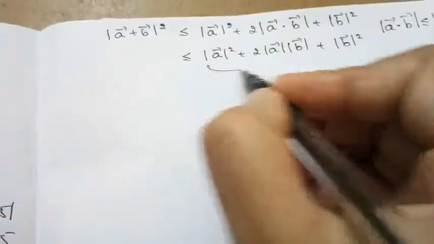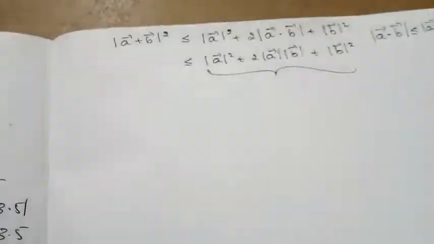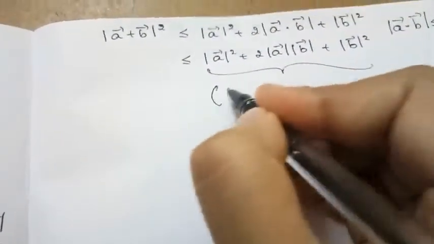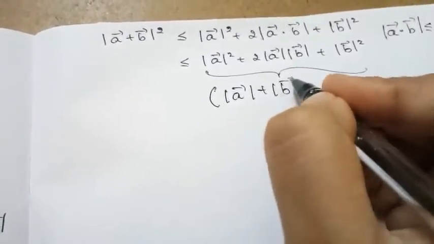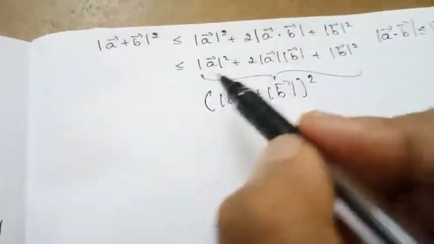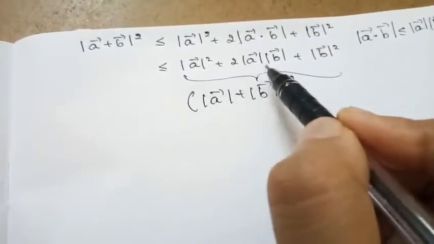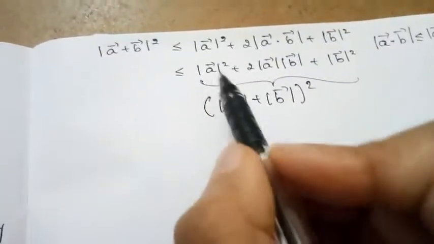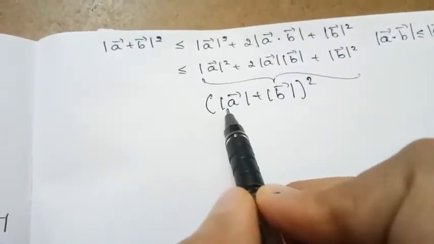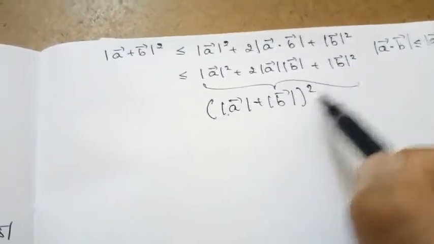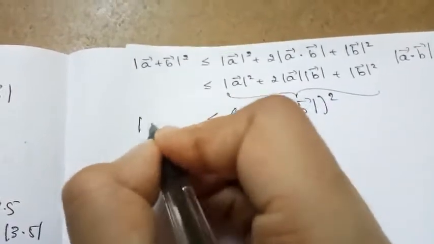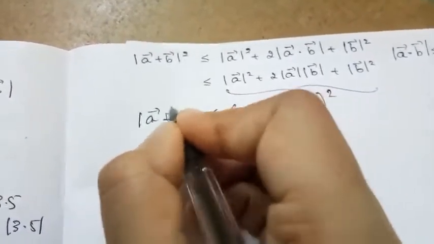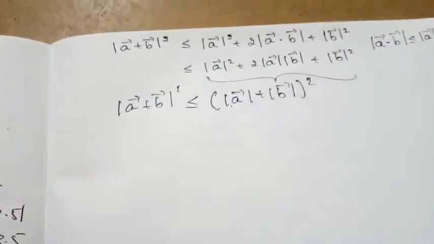Now looking into the RHS, you can see this quantity is nothing but magnitude of vector A plus magnitude of vector B whole square. It is in the form of A square plus 2AB plus B square, where our A is magnitude of vector A, B is magnitude of vector B, which is less than or equal to magnitude of vector A plus magnitude of vector B whole square.